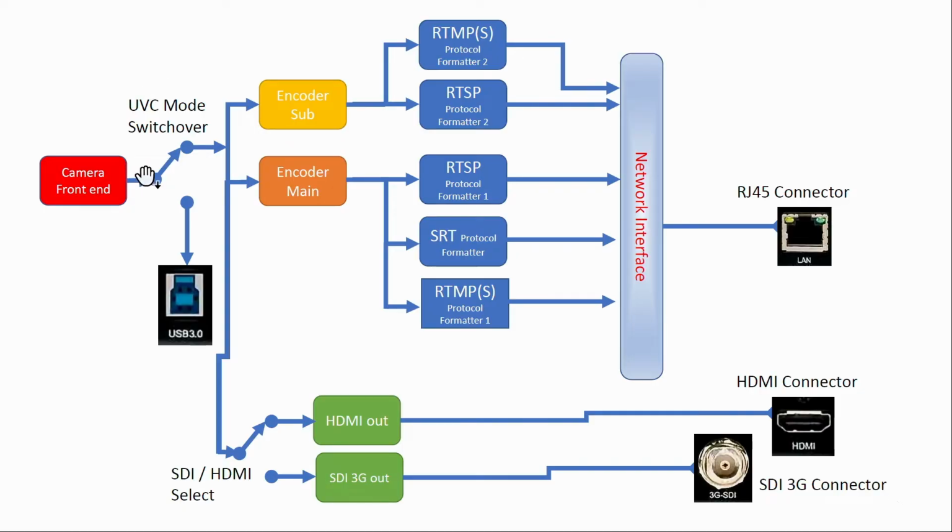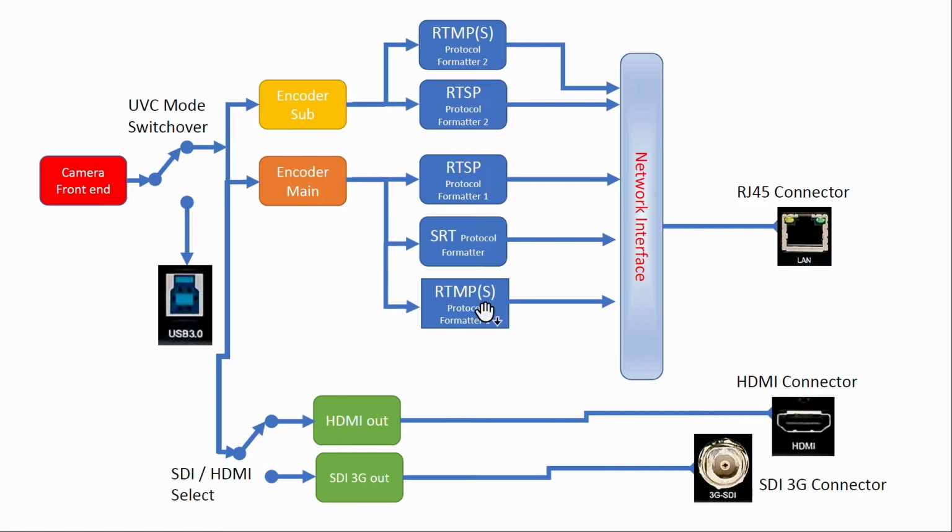Finally, let's take a look at the inner workings of the KY-PZ200 without NDI. As you can see, again, the camera has the same high definition front end. It has the JVC USB connector, so you can use it like a web camera. It has the same main encoder and sub encoder, so it can do all the encodings just like the KY-PZ200N with the NDI, but this one doesn't have the NDI block here.